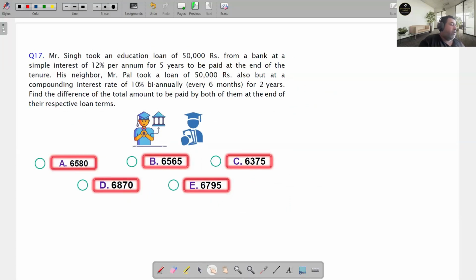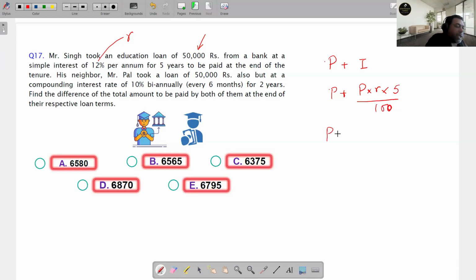All right, so Mr. Singh took the loan of 50,000 at simple interest per annum for 5 years. So the total amount he'll be paying will be principal. This amount which he takes as a loan is called the principal amount. He'll be paying principal plus interest. The interest is calculated as principal into the rate of interest. The rate of interest is 12. Let me just write R only for the time being, which is the rate of interest. And the time is 5 years, and this divided by 100.